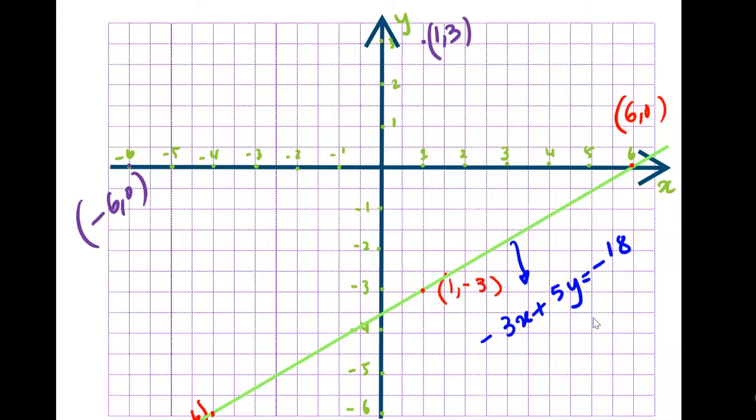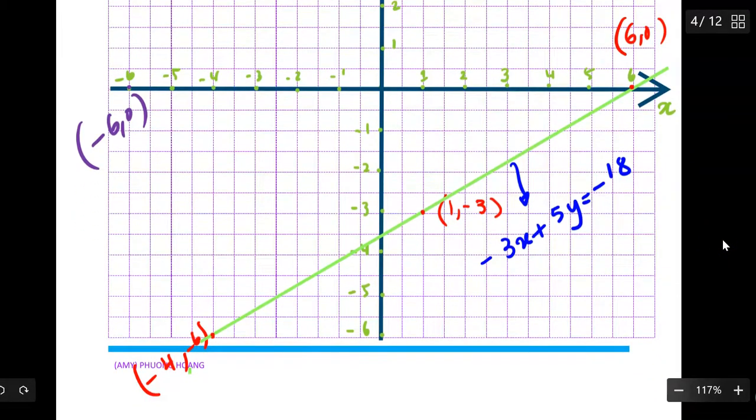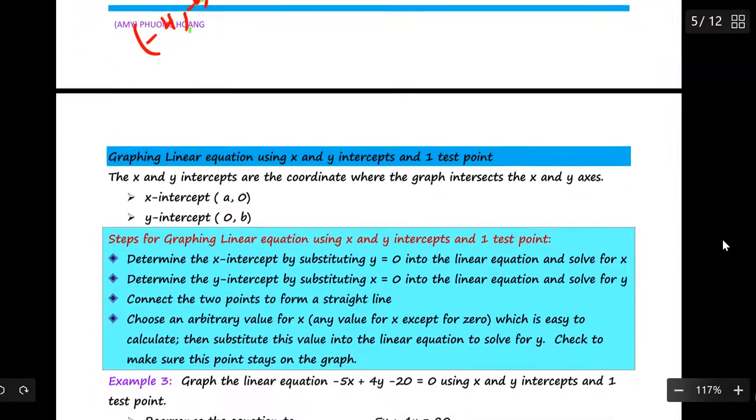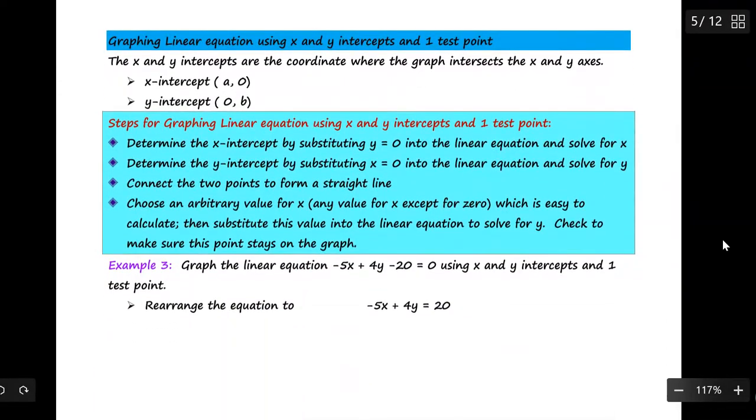Okay, so let's take a look at our next example right here. This next example is telling us to graph a linear equation using x and y intercept and 1 test point. You see, x and y intercept and 1 test point is actually very important. Okay, so what are x and y intercept? X and y intercept are the coordinates where the graph intersects the x and y axis.